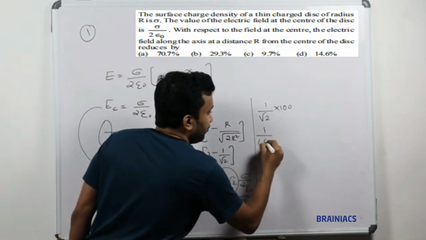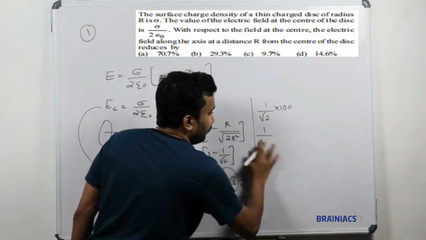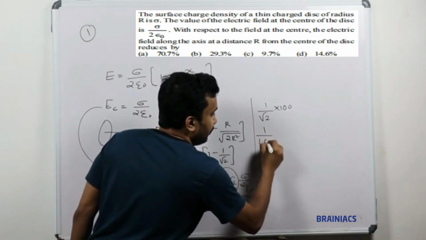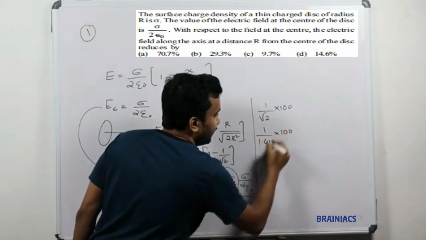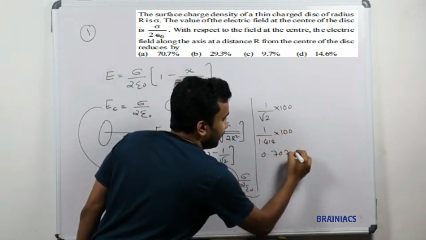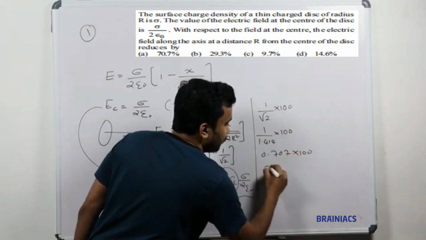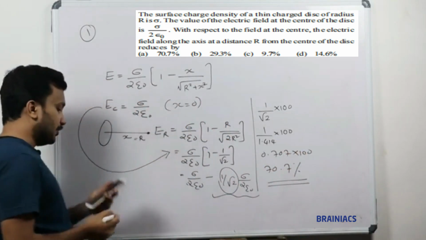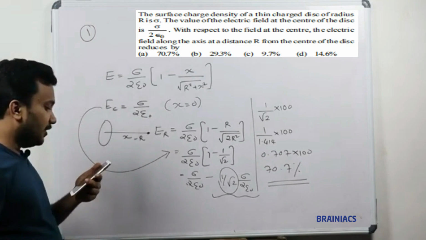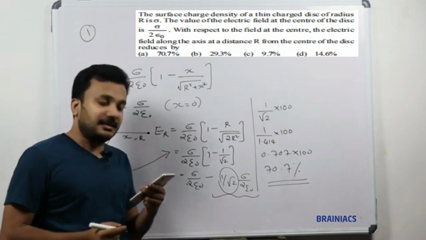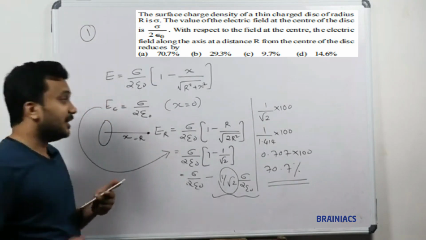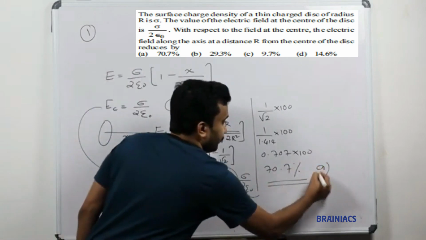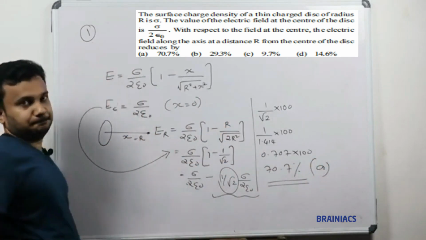1 by root 2 means 1 divided by 1.414, which is 0.707, into 100, which means 70.7 percentage. So it is reduced by 70.7 percentage. It is there in option A. So option A is the right answer for question number 1.